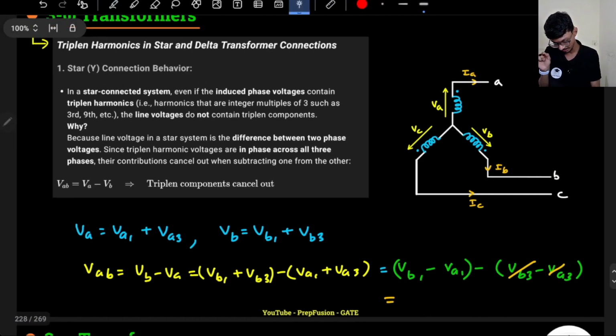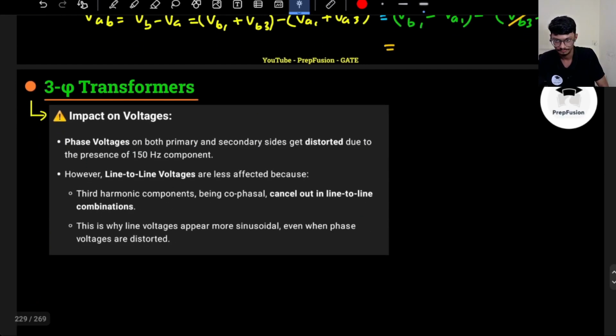That is written over here. In a star-connected system, even if the induced phase voltages contain triplen harmonics, the line voltage will never contain triplen harmonics, because the line voltage in star is the difference of two phase voltages. Since triplen voltages are in phase across all three phases, their contribution cancels out when subtracting one from the other. So VAB is VA minus VB, and the triplen components cancel out. I hope it is clear.